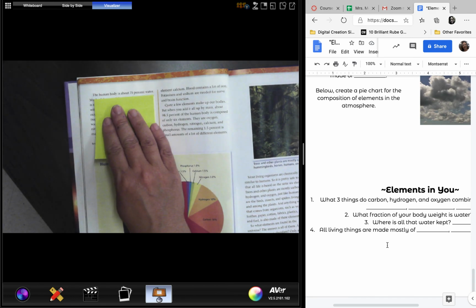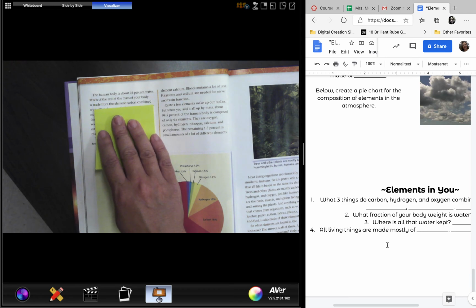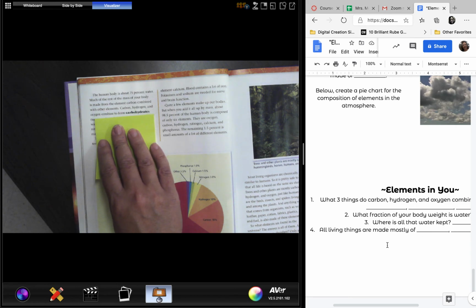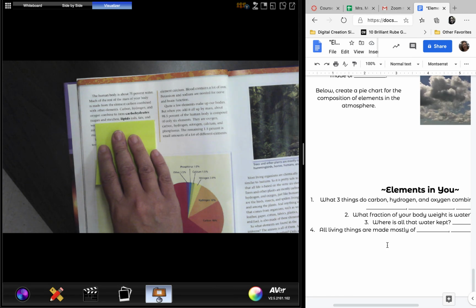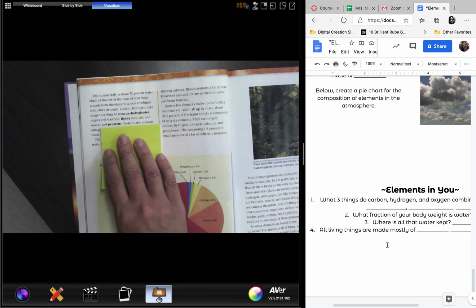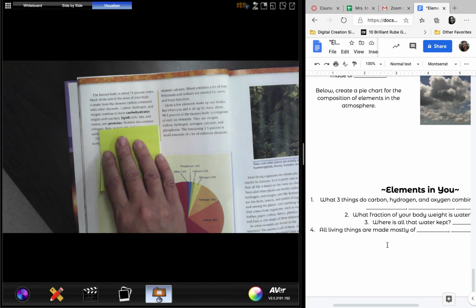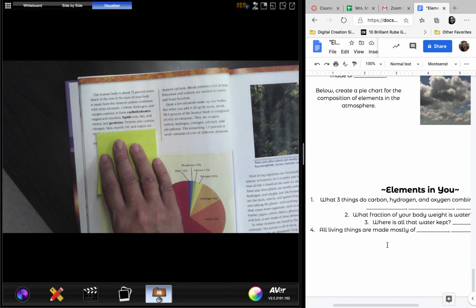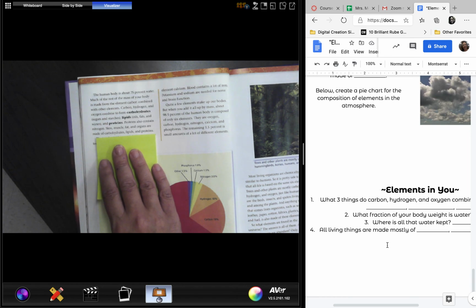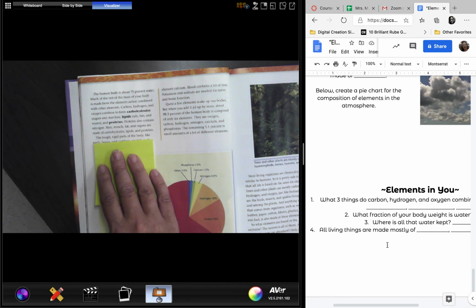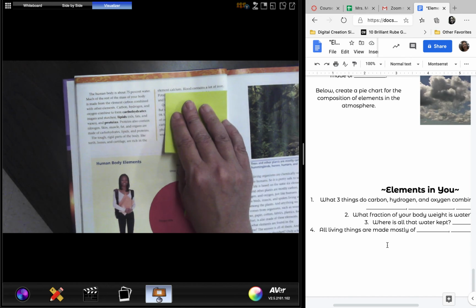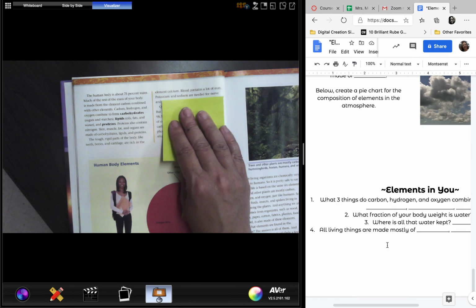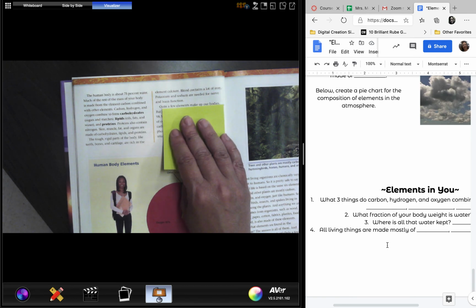The human body is about 75% water. Much of the rest of the mass of your body is made from the element carbon combined with other elements. Carbon, hydrogen, and oxygen combine to form carbohydrates, sugars and starches, lipids, oils, fats, and waxes, and proteins. Proteins also contain nitrogen. Skin, muscle, fat, and organs are made of carbohydrates, lipids, and proteins. The tough, rigid parts of the body, like teeth, bones, and cartilage, are rich in element calcium. Blood contains a lot of iron. Potassium and sodium are needed for nerve and brain function.